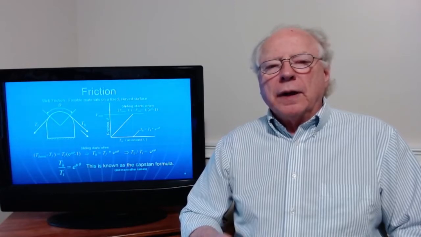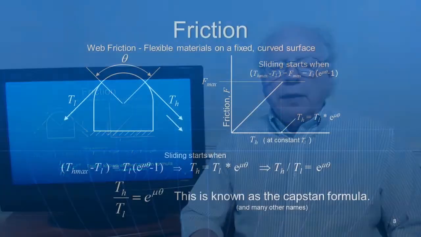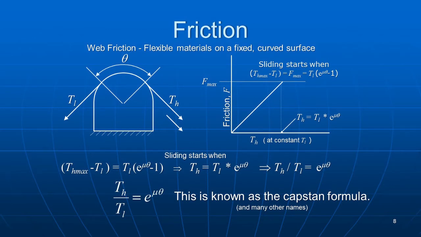If we look at flexible webs on curved surfaces, things change a little bit. If we think about a web, we've got two tensions on it on either side of the non-rotating surface. And if those tensions are equal, nothing happens. If we pull a little bit harder on one side, a frictional force will develop to resist motion and it won't slide. Harder still, it won't slide. A little bit harder still, it won't slide. Eventually, we pull hard enough that the web will start to slide in the direction of the high tension.